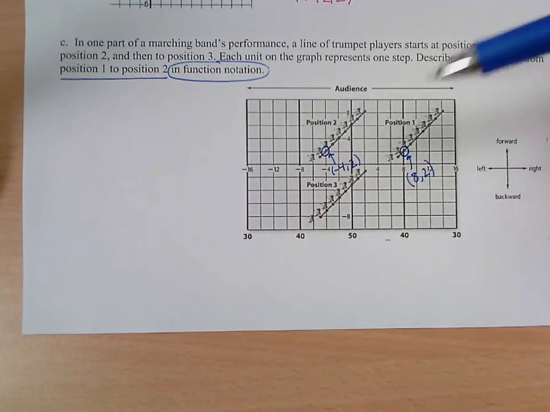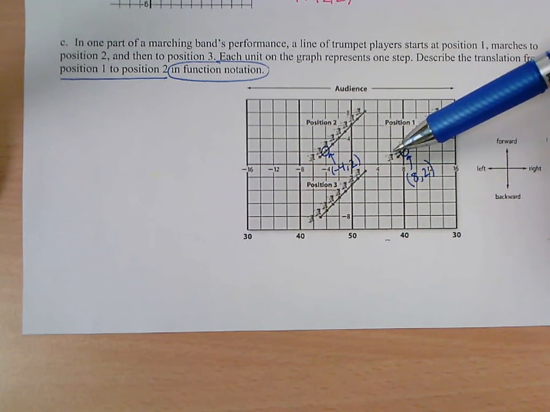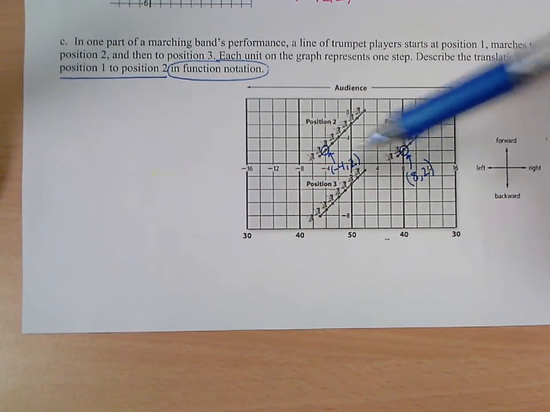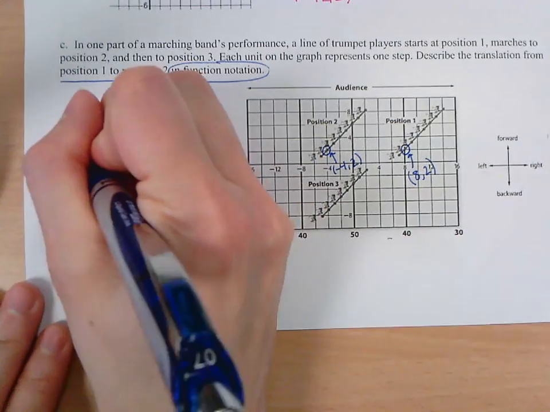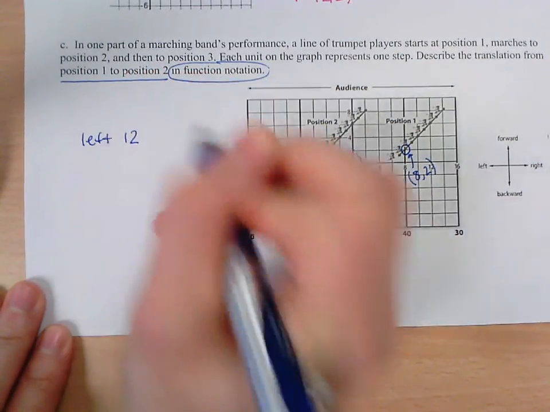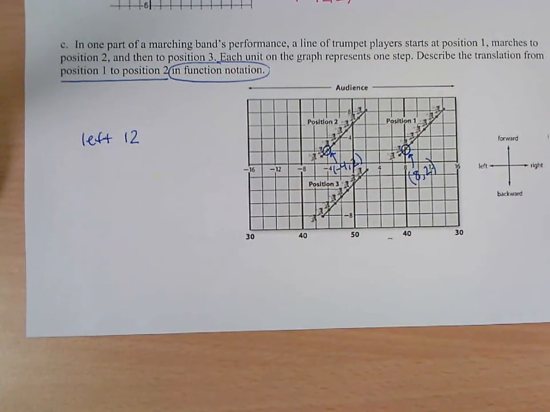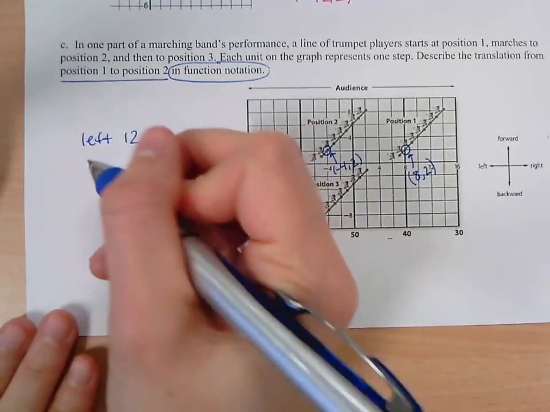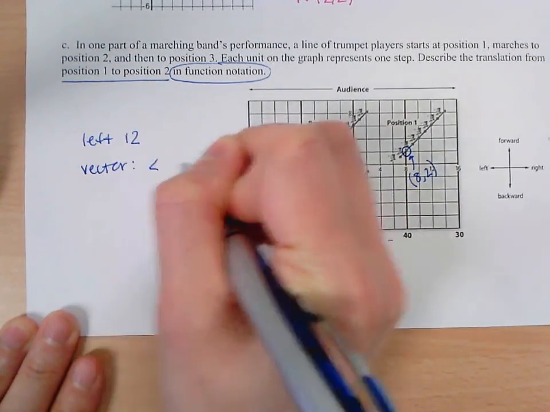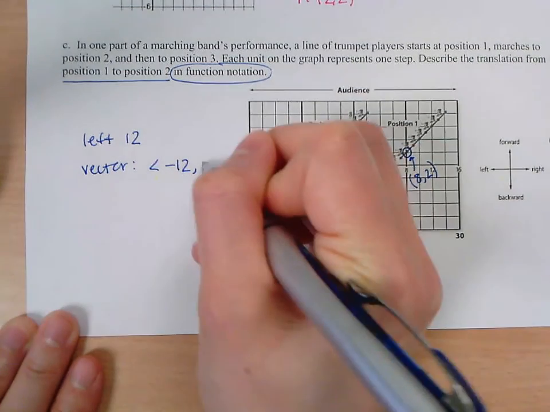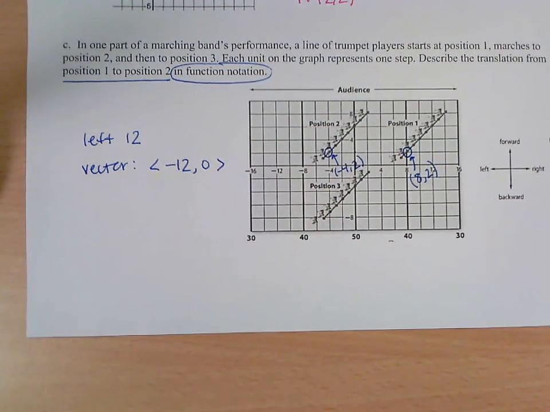So you have to be careful if you're counting the actual grid markings. The scale is by 2. So I understand if you got 6, how you got that. But you are going 12 to the left. So left 12 is the movement from position 1 to position 2. So then if you are writing it as a vector, because I know some of you already had a vector written, as a vector it would be -12 is your horizontal change, 0 is your vertical change.